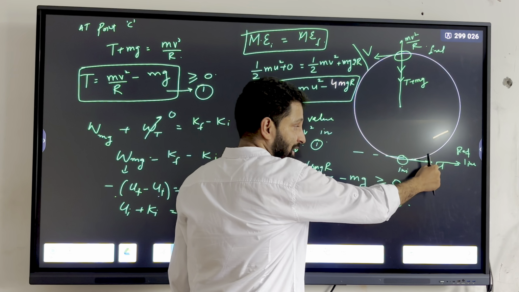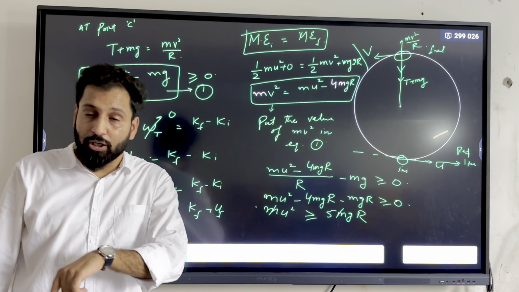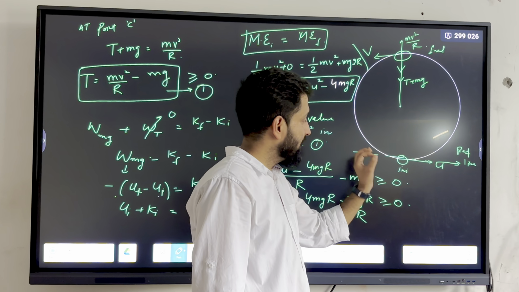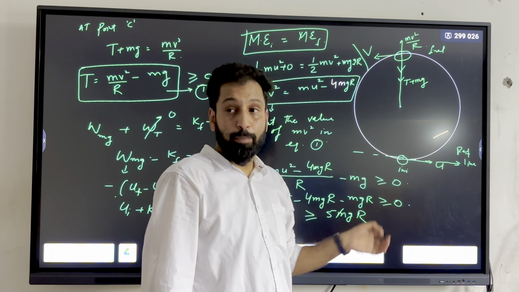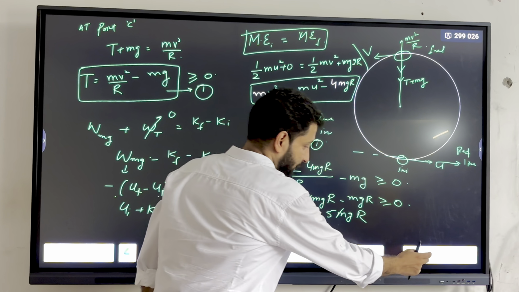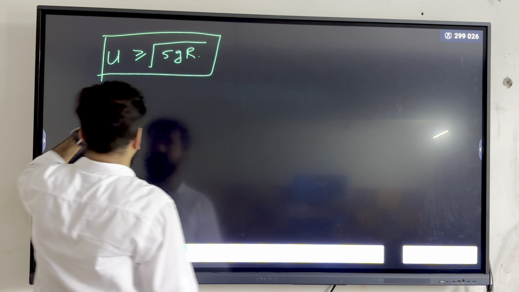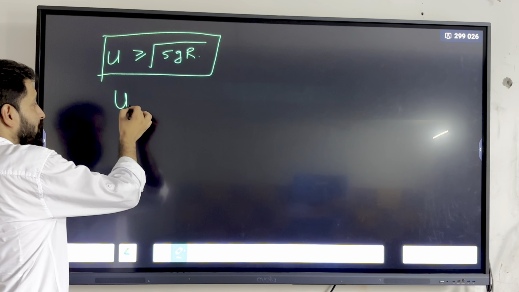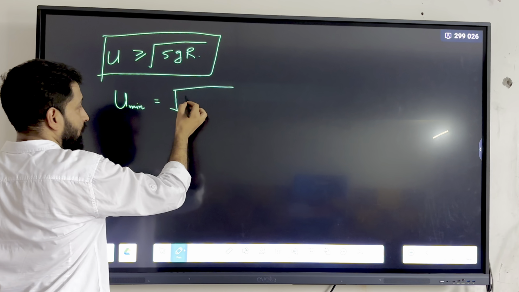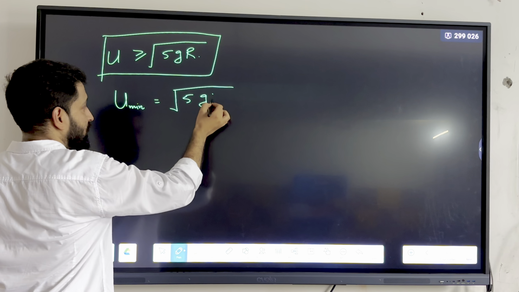If the velocity at this point is either equal to under root 5 g r or greater than that, we can say that surely the body will complete its vertical circle of radius r. So this is the velocity. We can say that the minimum value of u is under root 5 g r.